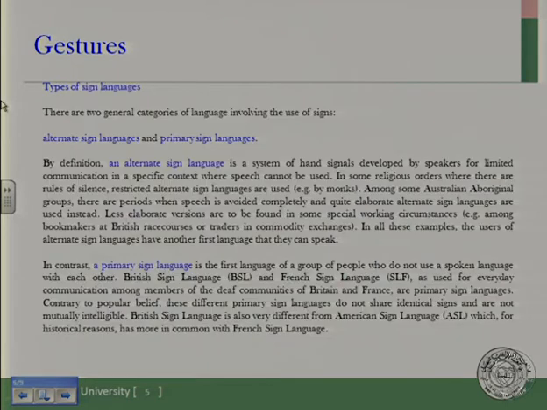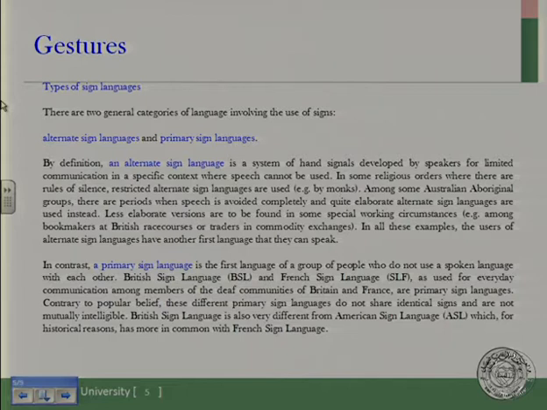Now let us move to the types of sign languages. As I said here, there are two general categories of language involving the use of signs. We have alternate sign languages, and the second one is primary sign languages. Now, by definition, an alternate sign language is a system of hand signals developed by speakers for limited communication in a specific context where speech cannot be used.